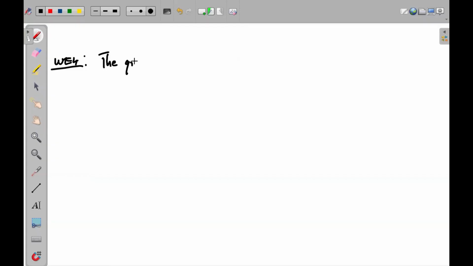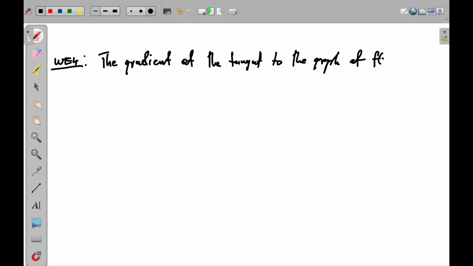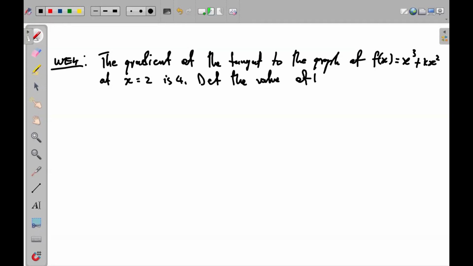The gradient of the tangent to the graph of f of x equals x cubed plus kx squared at x equals 2 is 4. Obviously, the question will read, determine the value of k.